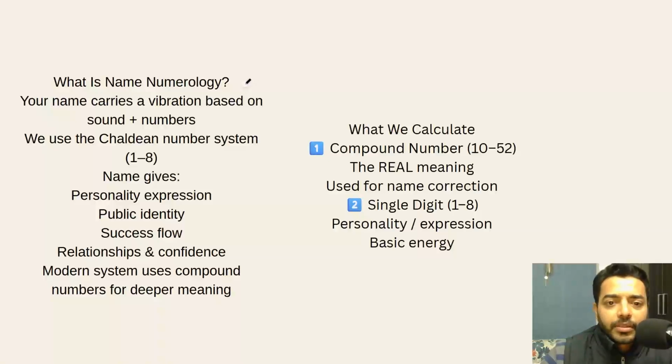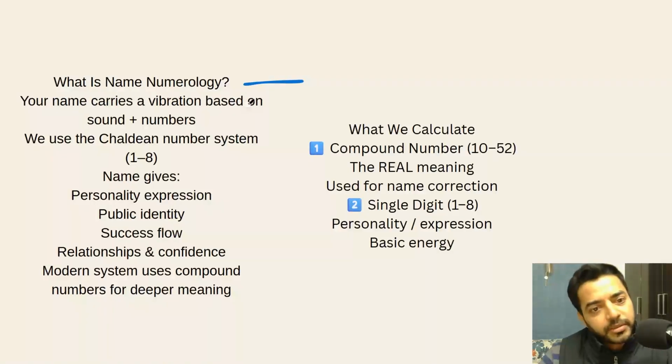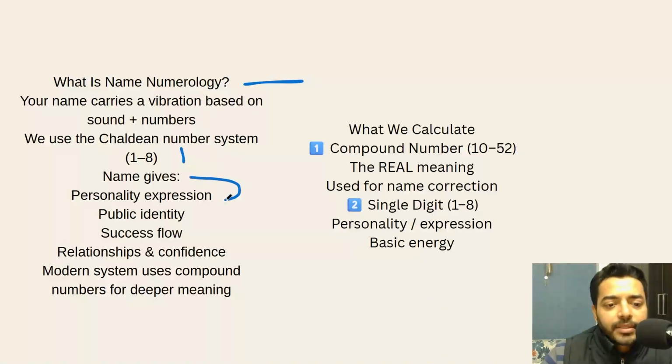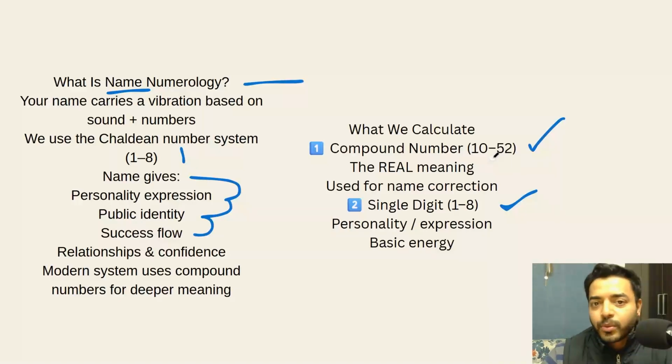So what is name numerology? Your name carries a vibration based on sound and numbers. Use 1 to 8. And then the name gives a personality, public identity, and a success flow, right? We already saw what name numerology is. We will do that again. So find a compound number and a single digit number, right? We already saw what is a compound number. Compound number is a number from 10 to 52, and each one of them has their own meaning, right? And we saw the list of compound numbers also, and we did discuss that there is no logic for a compound number, so it's better to just choose the application. So applications, remember it, right?